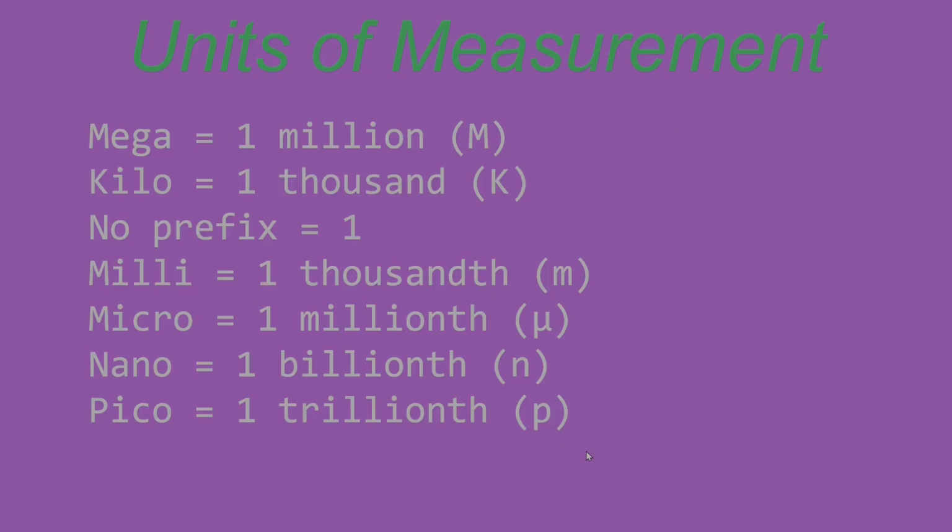Milli means one thousandth. So, one thousand millis to no prefix, usually designated with a lowercase m. Micro means one millionth. So, one million micro, whatever, up to no prefix. It's designated by a lowercase Greek letter mu, but a lot of the time you can use a lowercase u in a pinch. And then we've got nano, which is one billionth. That's designated by a lowercase n. And then finally pico, which is one trillionth, which is designated with a lowercase p.